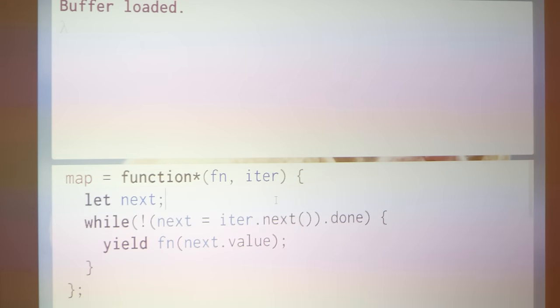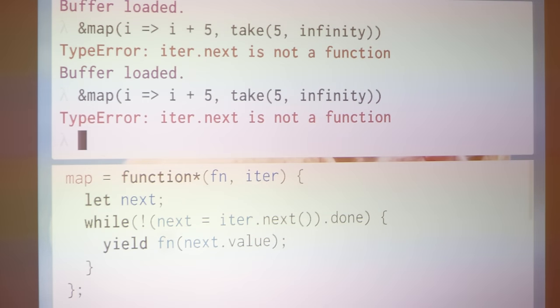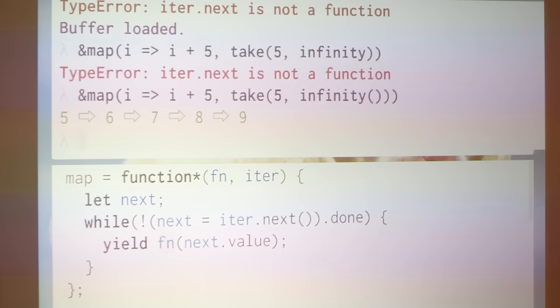There's also an equivalent map function that we can do a lot nicer. We can bother typing that out, but it's the same principle. We loop until we're done, and we yield next value applied to the function that we pass in. So just to verify, map i is i plus 5, take 5 out of infinity. Ooh. Interesting. Oh, infinity applied. There we go.